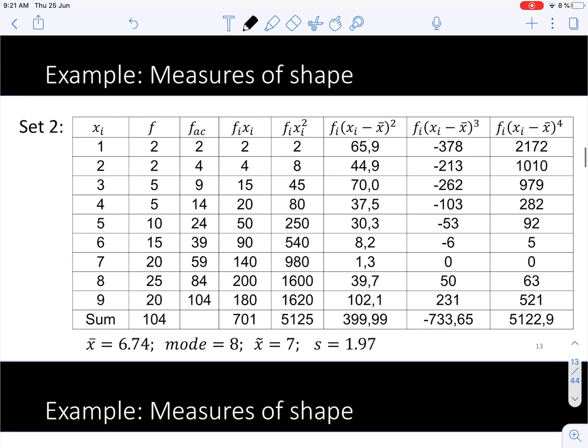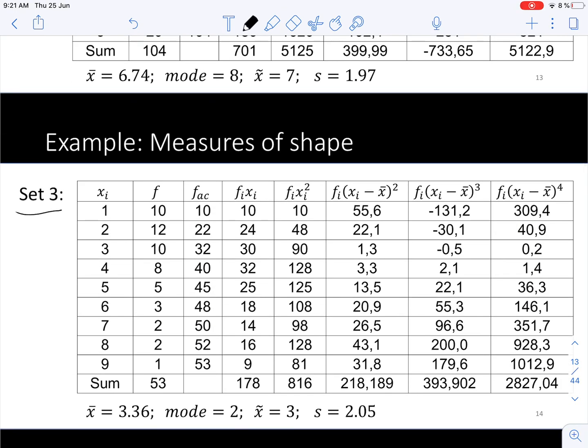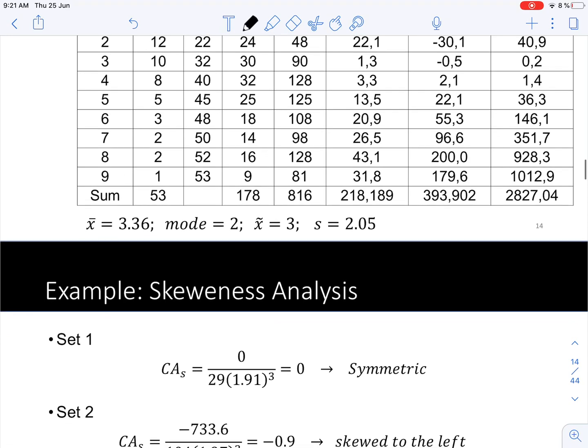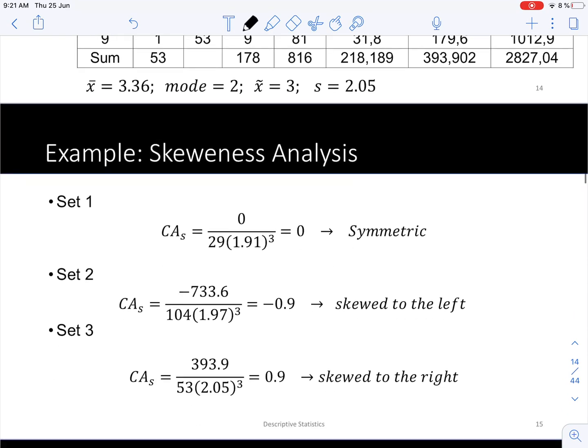So we can do the same thing for set 2. Same idea for set 3, to get the mean, median, and mode. I highly encourage you to practice, do it on your own by hand to get a better understanding. So with all the information complete, then you can find the skewness for the 3 sets.